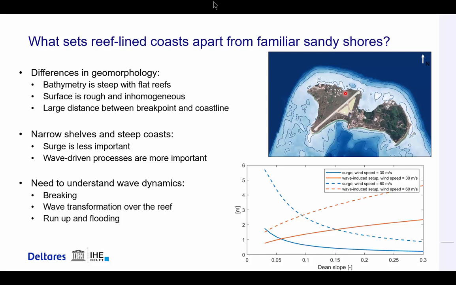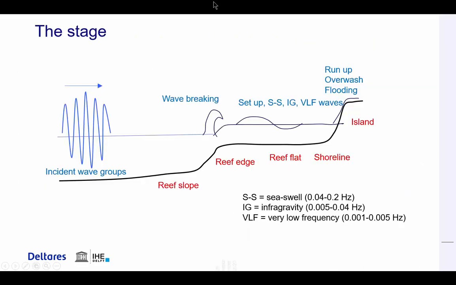So here we have narrow shelves and we have steep coasts, which means that the surge is not as important and the wave-driven processes are, which is visualized here, where the surge in blue is a function of the slope, and the milder the slope, the more important the surge is. And the wave-driven components are in red, and that's the inverse. So the steeper the slope, the more important the wave components are. So we need to understand how the waves are transformed, how the breaking takes place, how the wave transformation takes place, and how the run-up and the flooding takes place. And that sets the stage for this talk.